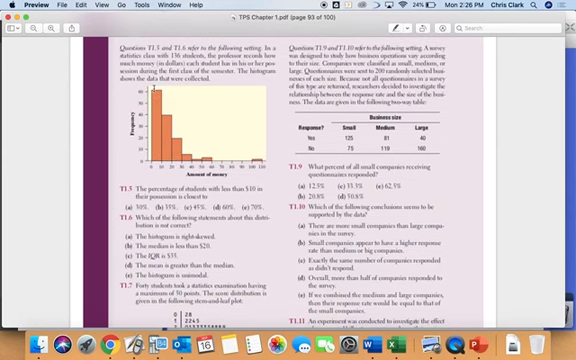And 60 divided by 136 would be your answer, and that's 44%. So the closest to that in the answer choices is 45%. So C would be the correct answer there. Which of the following is not correct about the distribution?